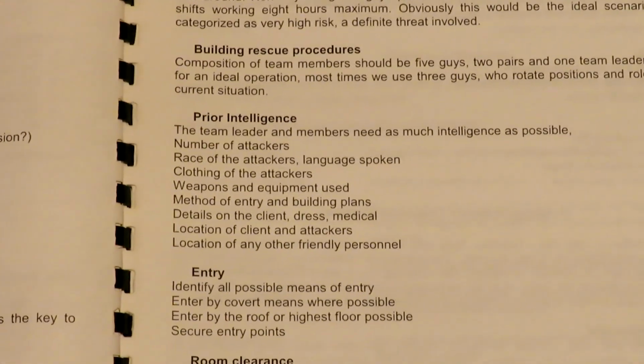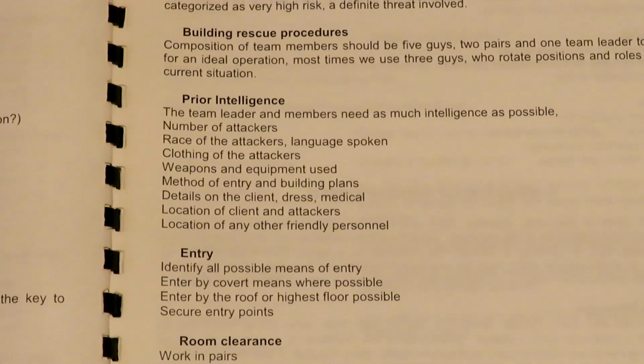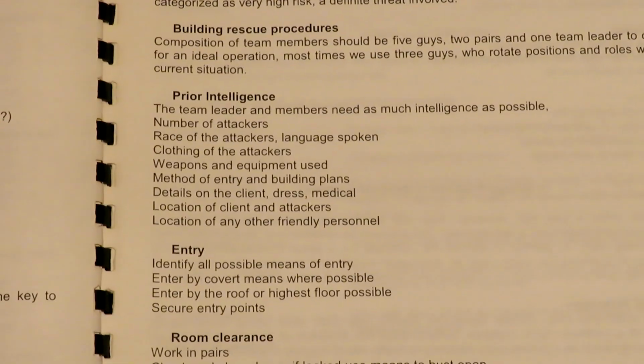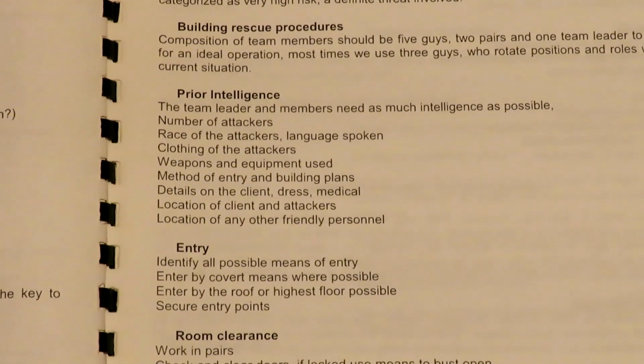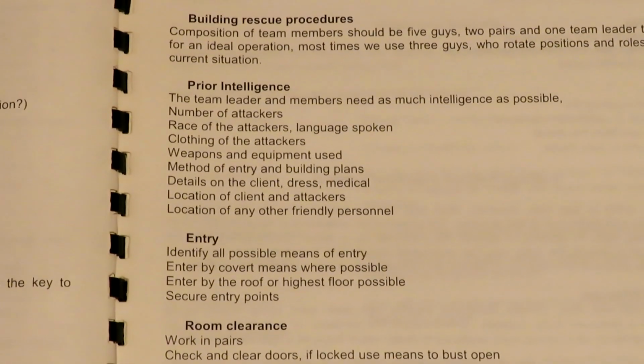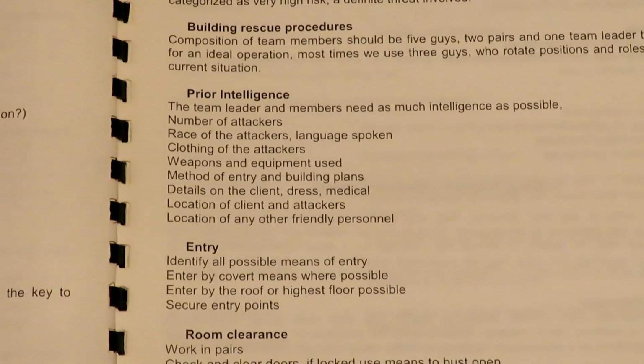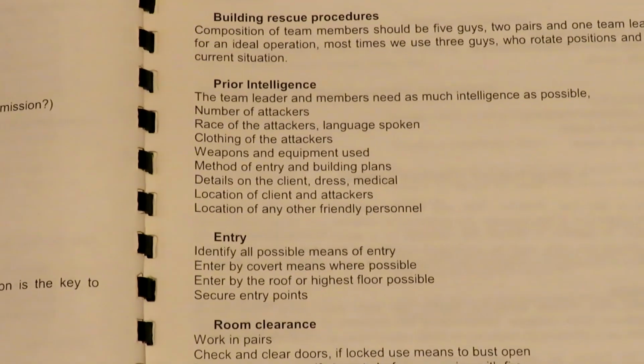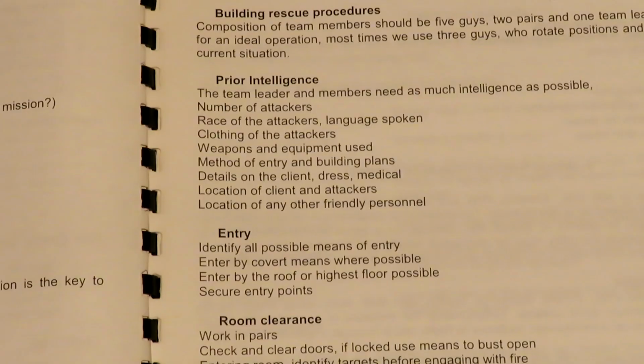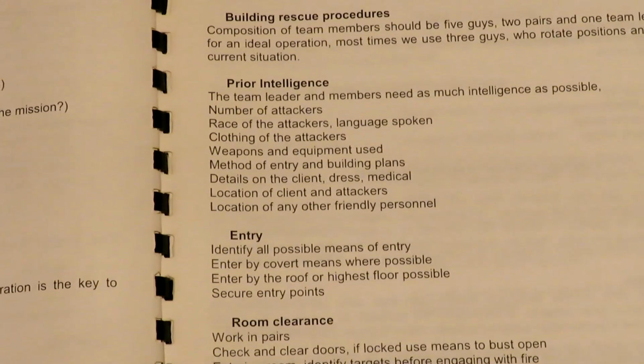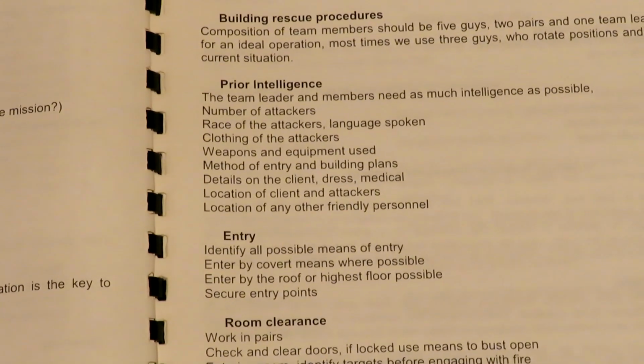Prior intelligence. The information you have. Team leader and members need as much intelligence as possible. So number of attackers, cultural background, race of the attackers, the language spoken, clothing of the attackers, what they're wearing, weapons and equipment that they have, and what you guys have in inventory. Take inventory of your kit.